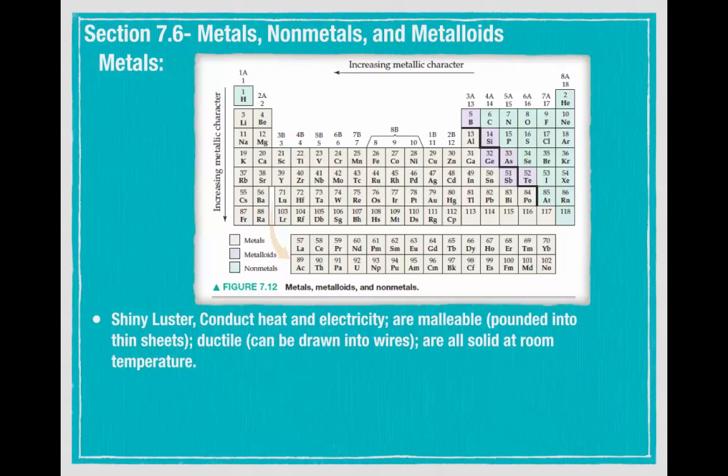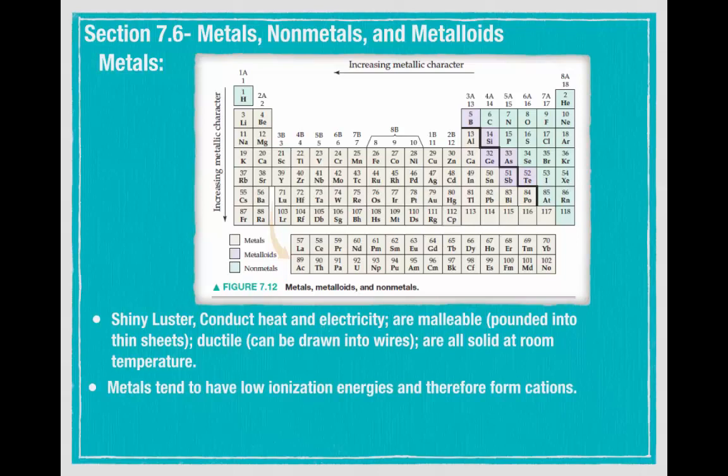They're malleable, which means you can pound them down into thin sheets. That's actually a characteristic that Rutherford took advantage of in his gold foil experiment. He got the gold foil extremely thin, and he was only able to do that because metals are extremely malleable. They're also ductile, meaning you can draw them into wires, so all the wiring we have is metal. And the last characteristic is that they are all solids at room temperature. Now, some have lower melting points than others, but all of those melting points are above room temperature.